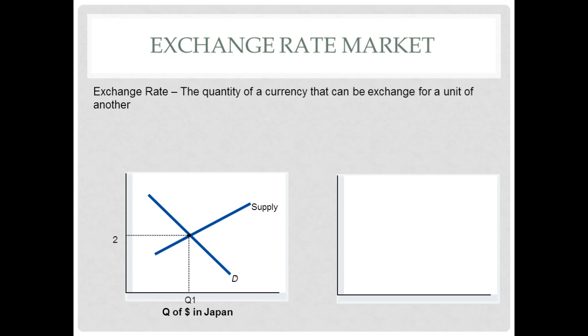An exchange rate is very simple. It's the quantity of a currency that can be exchanged for a unit of another currency. So it's important to understand that there's no such thing as the United States exchange rate. There is, however, the exchange rate for the United States dollar with, let's say, the British pound.